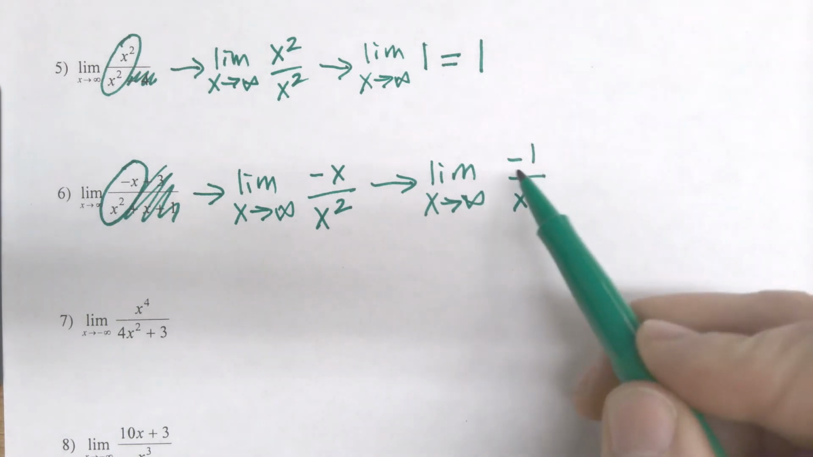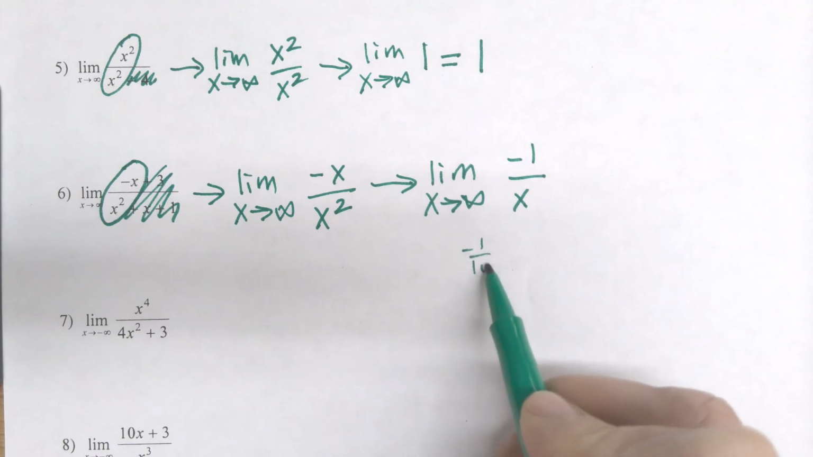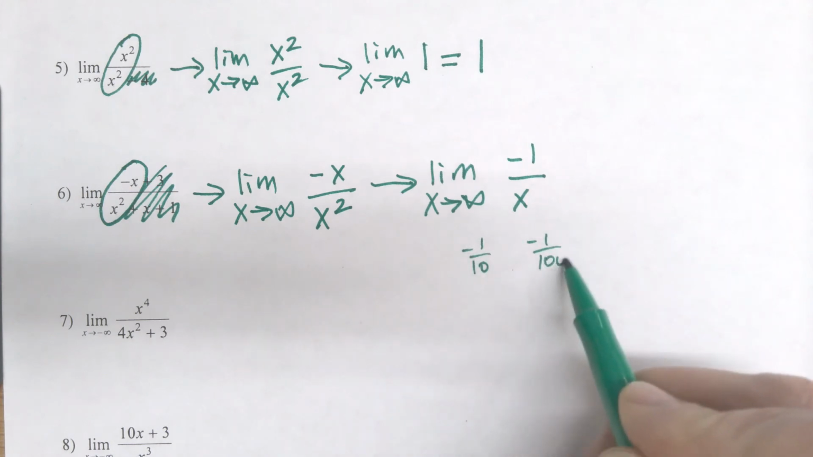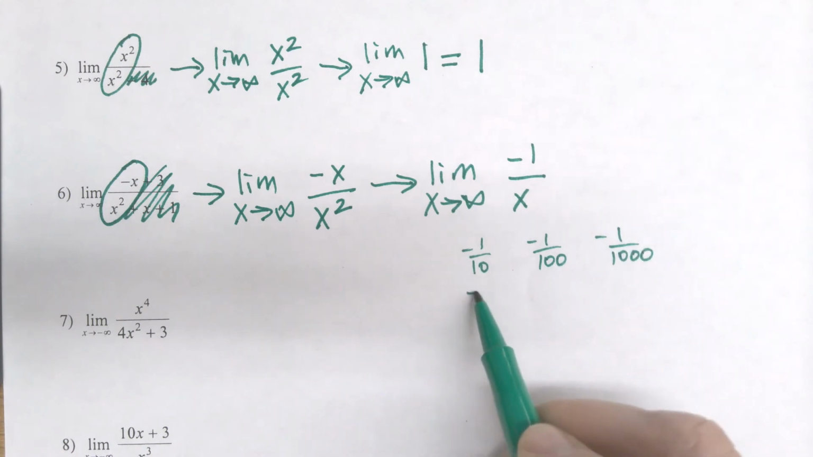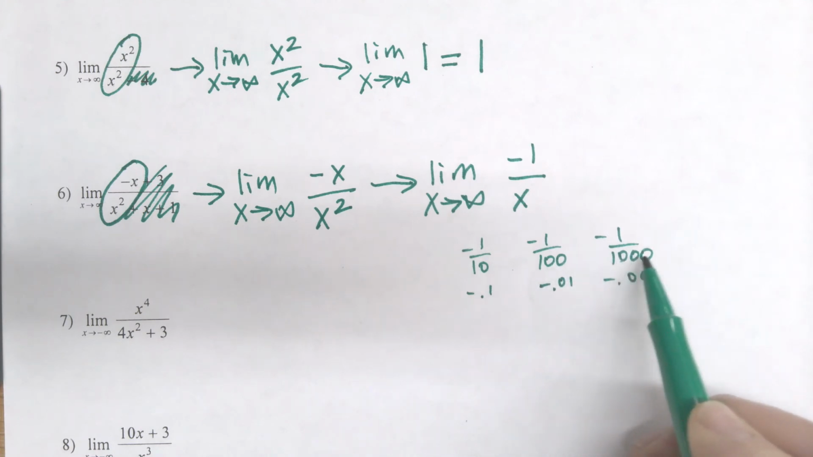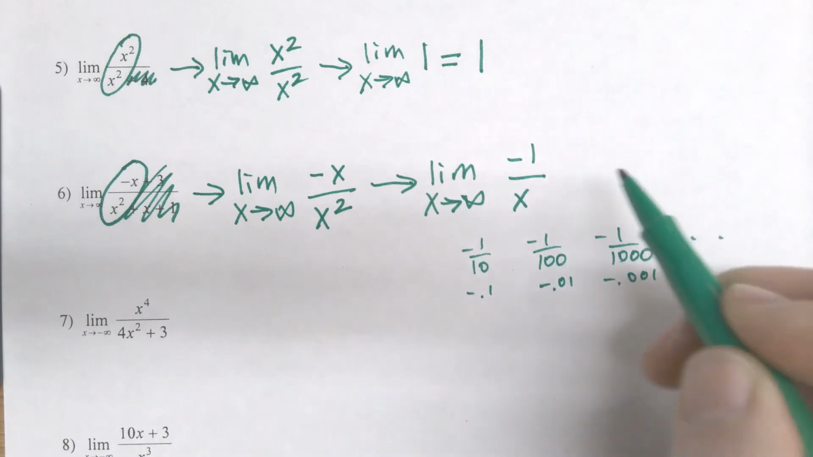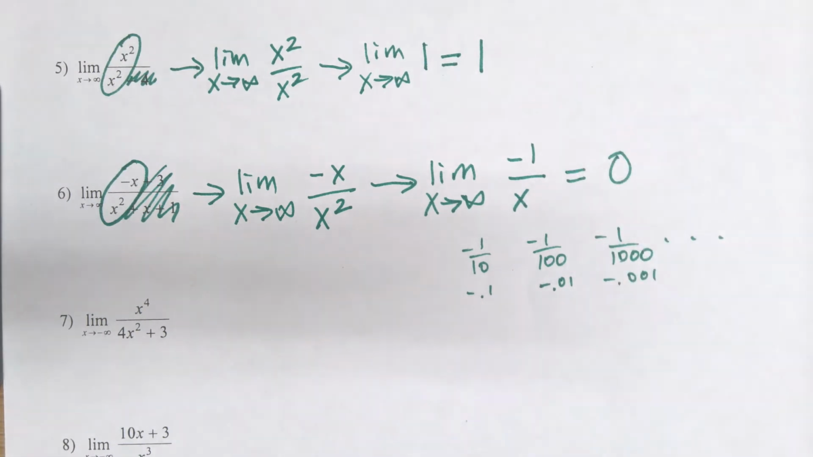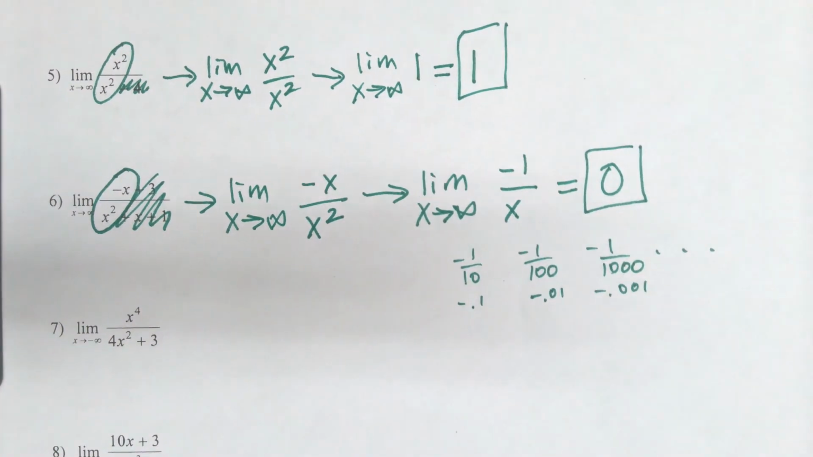It doesn't matter that this is a negative 1, because if I think about what's happening, negative 1/10, negative 1/100th, negative 1/1000th. This is negative 0.1, negative 0.01, negative 0.001. You can see as I continue this pattern and we get bigger and bigger and bigger, I'm going to get closer and closer and closer to 0 on the negative side, but I'm still approaching 0.